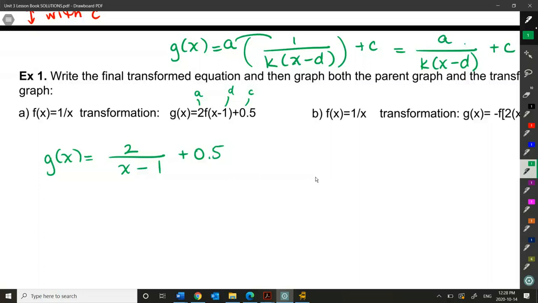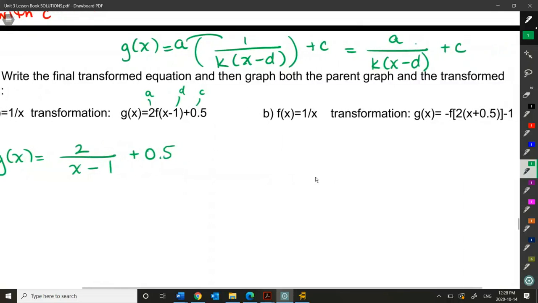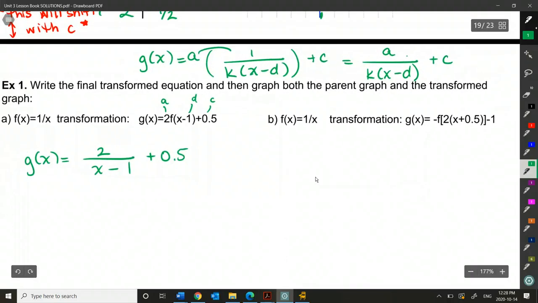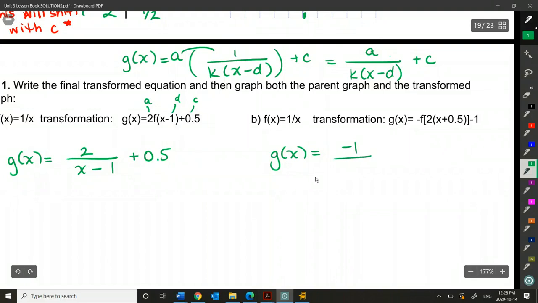Tony? Yep. Okay, who wants to try our second one here? M? Would it be d at x equals -1 over 2 in brackets x plus 0.5 and then plus -1? Great.